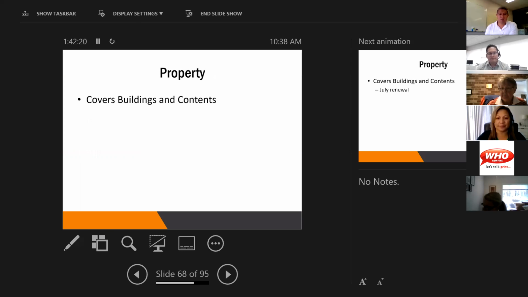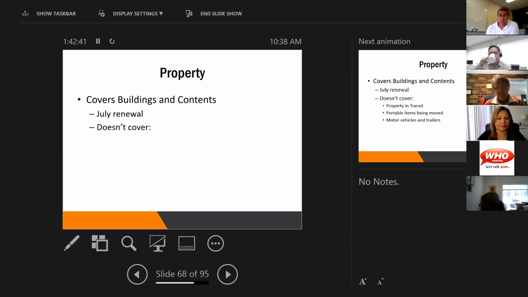For property, this will cover all your buildings and the contents. It's renewed in July, and so what happens is you would get all your insurance certificates, which come out late May, early June, and it is important that you review them and make sure that there is adequate cover in there. And if the coverage isn't adequate, you make contact with us in RMS to make sure that the coverage is adequate.